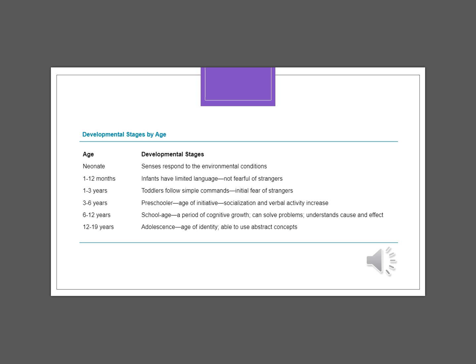Preschoolers can socialize and be verbally responsive to cues. School-age children have experience with cognitive growth, and they can solve problems and understand cause and effect. 12 to 19 years old struggle with identity, but they're able to use abstract concepts.